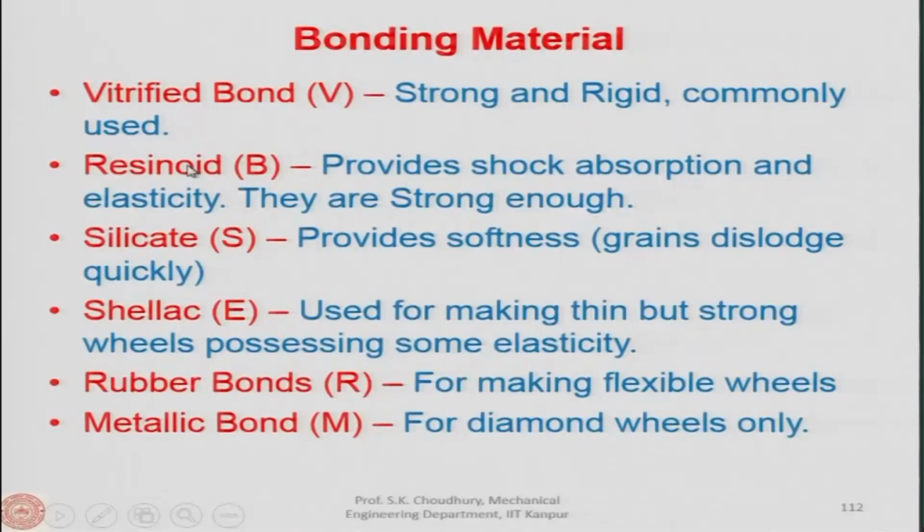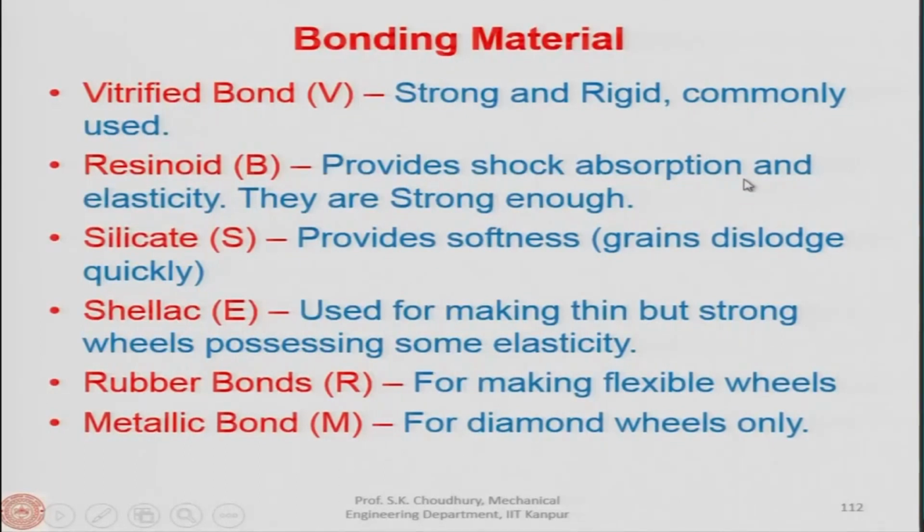Next bonding material is the resinoid, and the resinoid is designated by B. Resinoid provides shock absorption and elasticity. They are strong enough, probably as strong as the vitrified bond, but they can provide a little bit of shock absorption. This is important, particularly when there is interrupted cutting, for example.